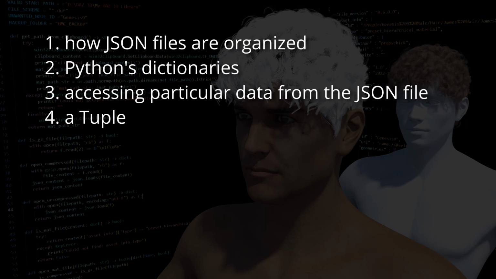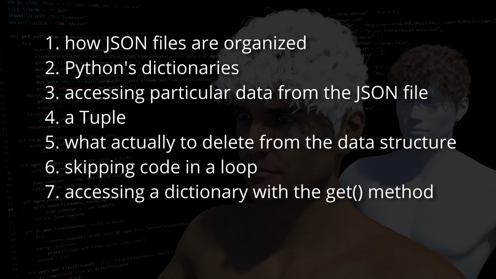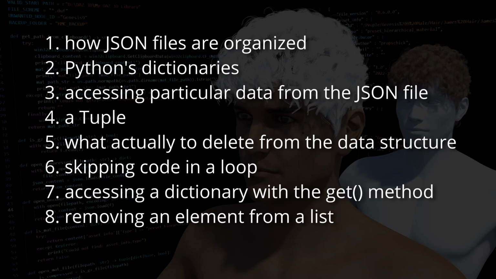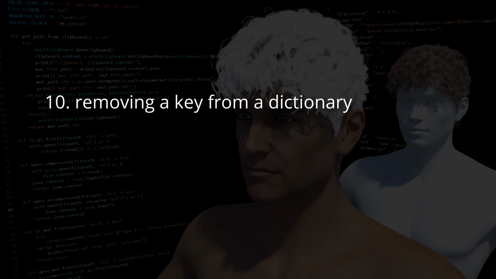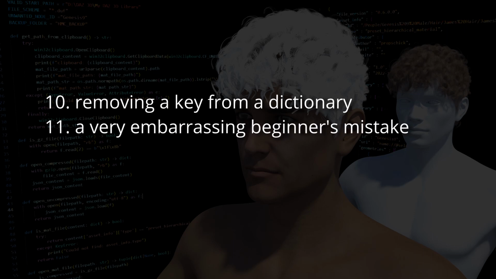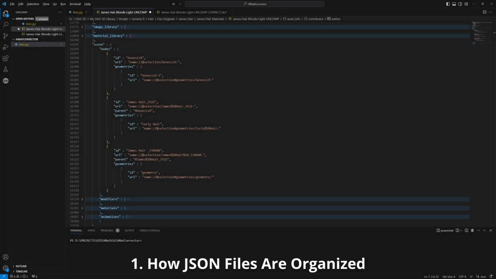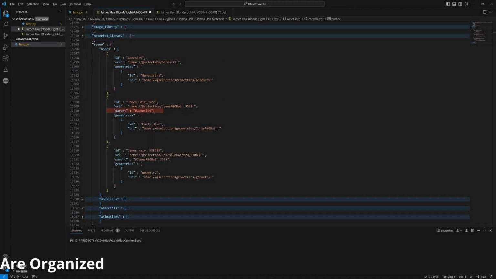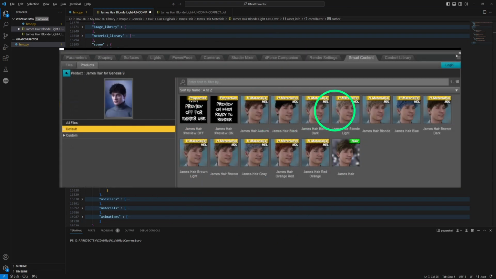a tuple, what actually to delete from the data structure, skipping code in a loop, accessing a dictionary with the get method, removing an element from a list, the call by reference concept, removing a key from a dictionary, and a very embarrassing beginner's mistake. Remember, I want to remove the Genesis 9 node and the here node's reference to the parent node for all DUF files which are hierarchical material assets.